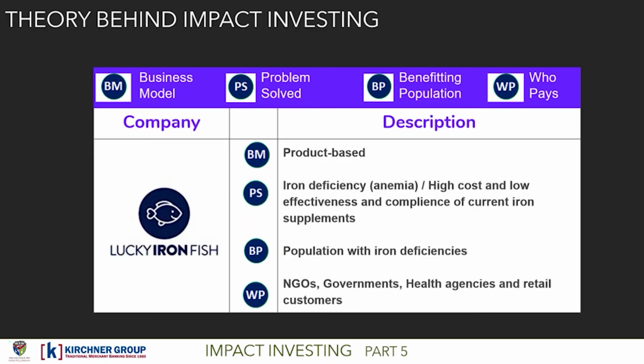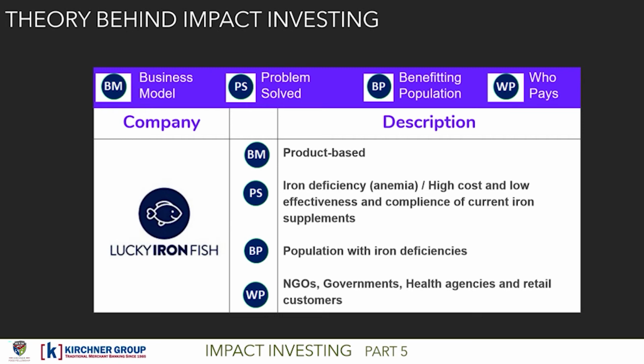Other projects related to food security that have raised money from impact investing sources is Lucky Iron Fish. The founder of the company saw that in Cambodia and other places in the world, there is a lot of iron deficiency that causes anemia. He saw the current solutions at the time and came up with a better solution.